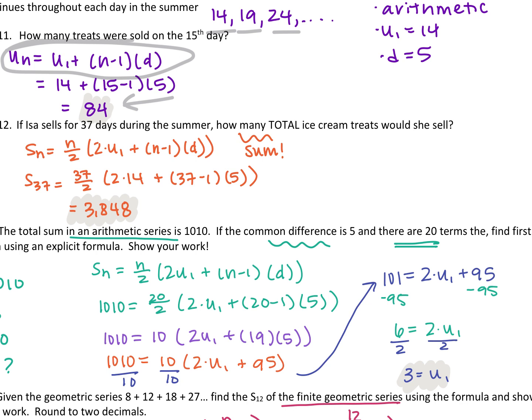The next one was, if they do 37 days, ooh, that seems like U sub 37. Oh, no, wait. Total. That's a hint that you wanted a sum. So you should have used the S sub formula. I could totally see somebody using the other formula for this, but it says total. It's trying to say that's a sum. Okay, so final answer, 3848.